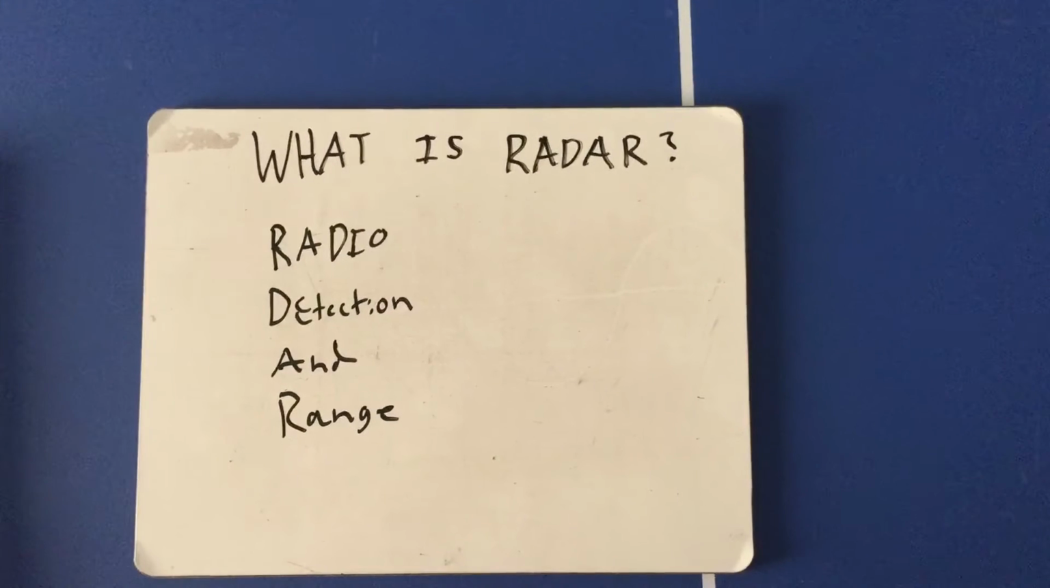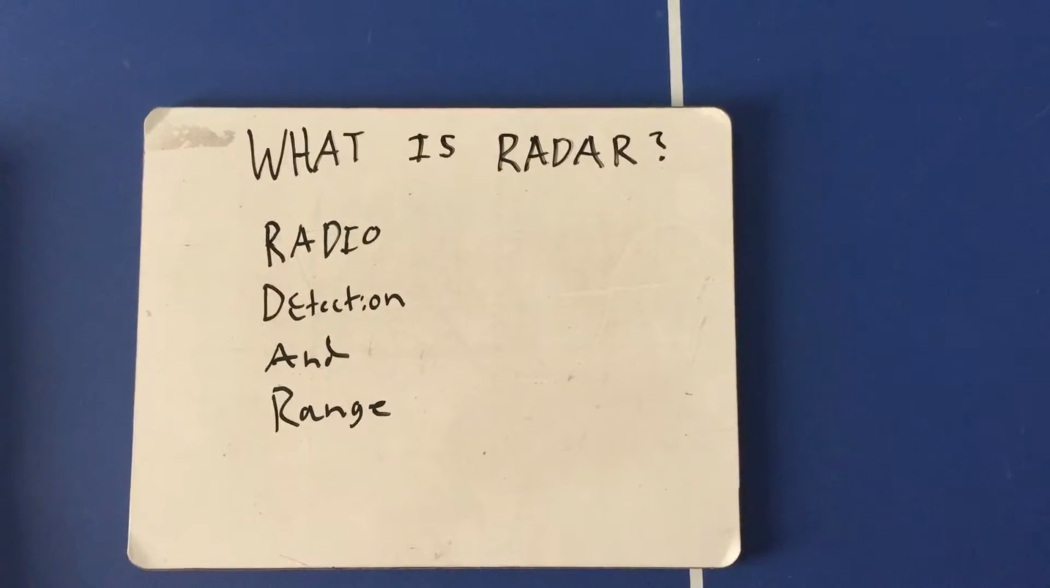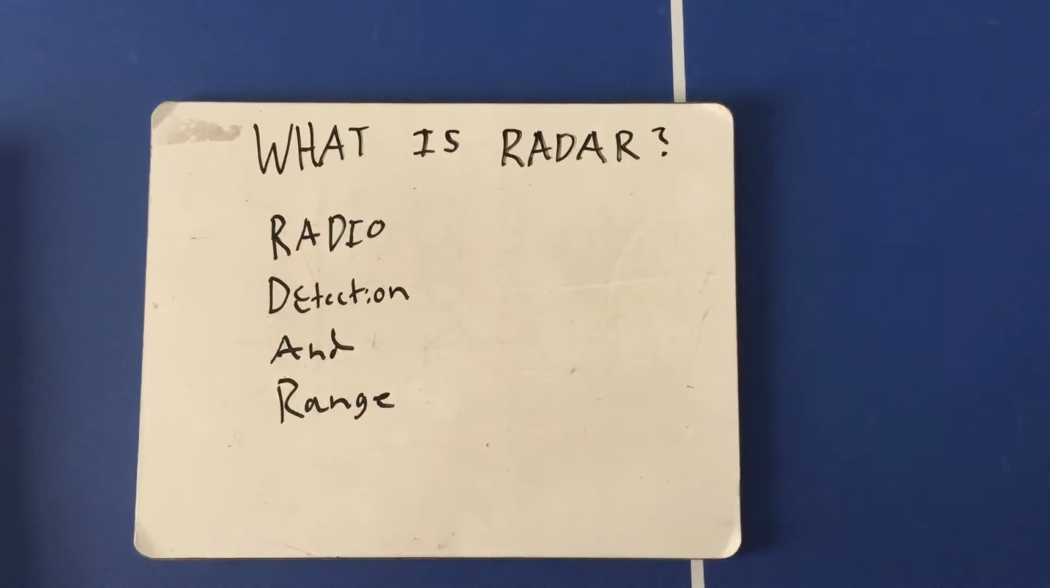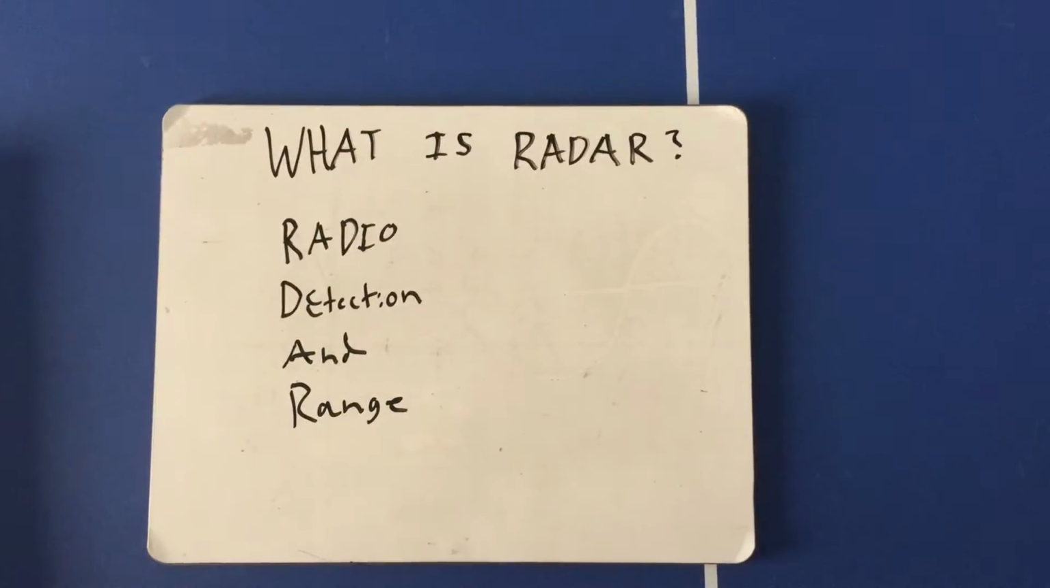Hi, my name's Dylan, and today I'll be talking about what radar is and how it works. So what is radar? Radar stands for radio detection and range. It was discovered back in the 1800s, but didn't come out until about World War II.